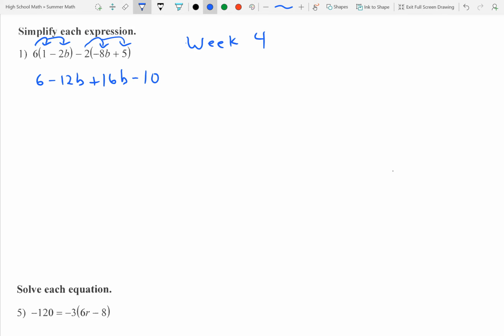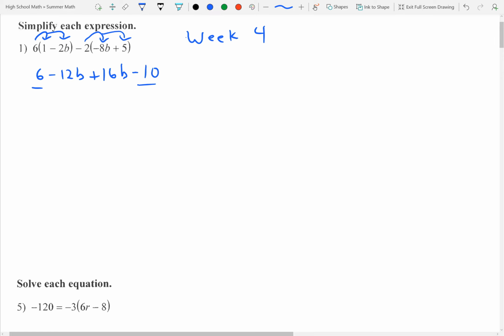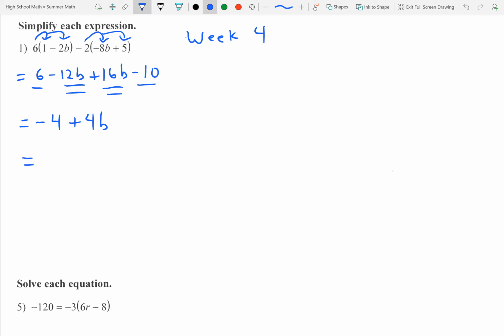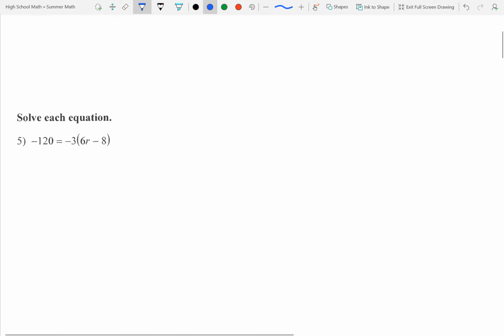Next, we will combine our like terms. The constant 6 is like the constant minus 10. 6 minus 10 will be a minus 4. The minus 12b is like the plus 16b. Minus 12 plus 16 will be a plus 4b. Perhaps you wrote it in standard form, that is decreasing powers of our variable. It would be 4b minus 4. Either of these last two are acceptable.